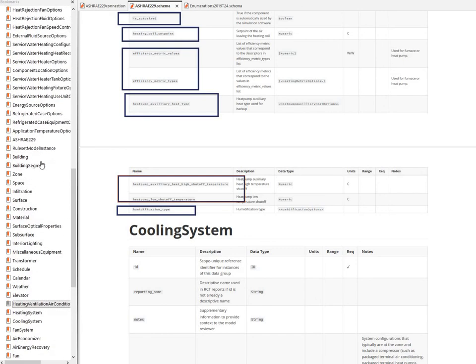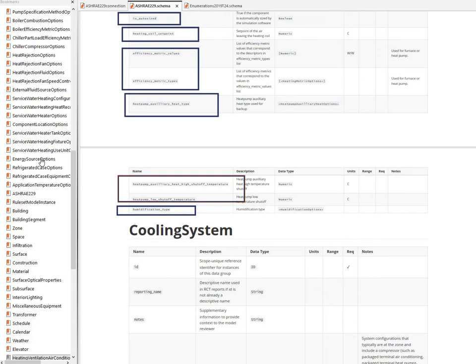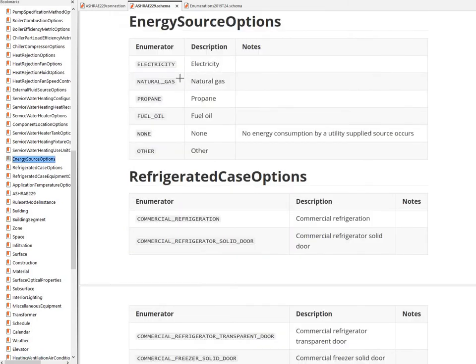So the energy source options, we've talked about this one before. The enumerations are pretty much what you'd expect: electricity, natural gas, propane, fuel oil, and something other than that. We've seen that in other data groups.